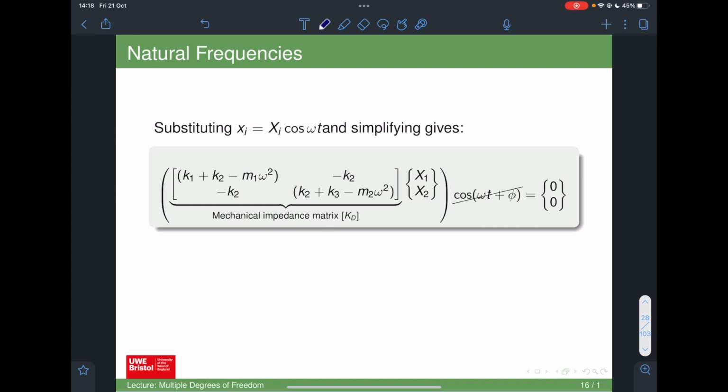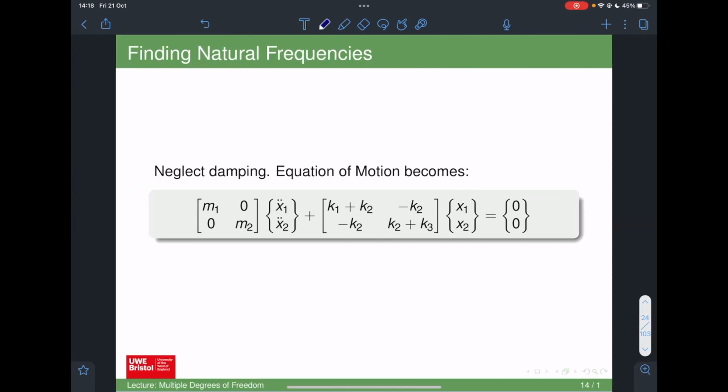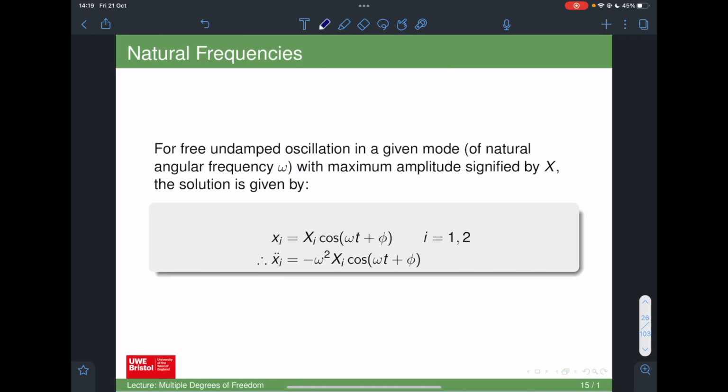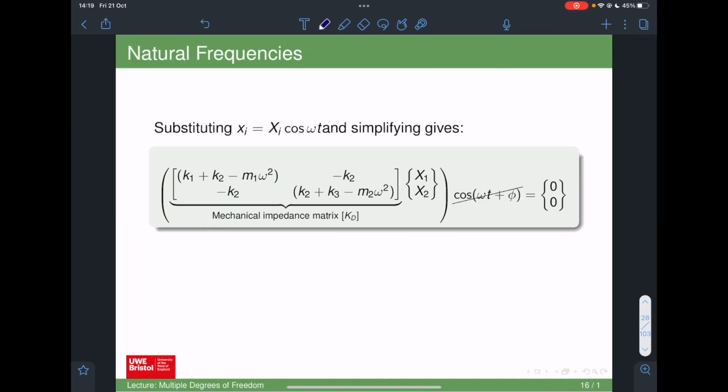So you can see that what we had here, we had our K1 plus K2, and then we had minus M1 omega squared, and that's because it's going to be minus omega squared times those terms, which is what we saw before. Because when you take the second derivative, it's exactly the same as X1, except there's a minus omega squared term. So you end up with this matrix times the amplitudes X1, X2, and then this cosine term can disappear because that's non-zero.